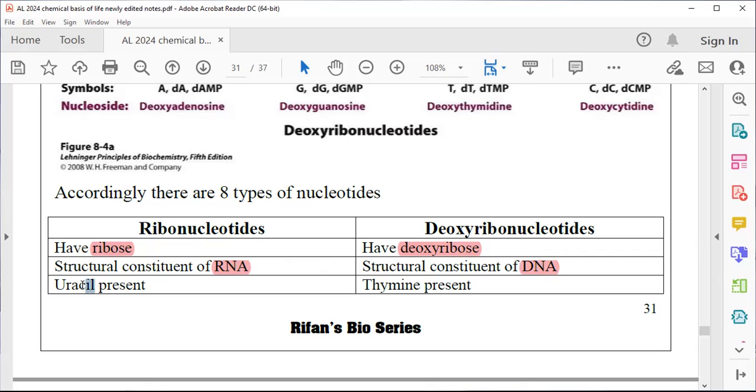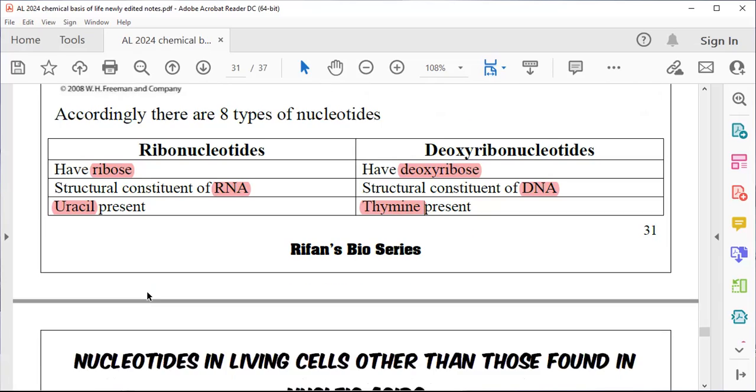In the ribonucleotides, uracil can be seen. Will there be uracil in the deoxyribonucleotides? No. To that place only who is there? Thymine. Thymine is there. Clear? Yes, sir. Good.